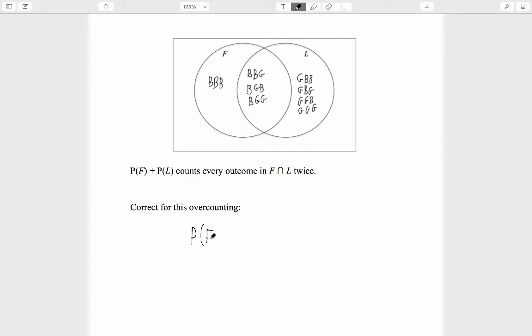Okay, since our goal is to compute the probability of F union L, how do we correct for this overcounting? Since this sum is counting probability of F intersect L exactly twice, we can apologize for that overcounting by subtracting off one copy. In that way, the intersection will actually be counted exactly once instead of being counted twice.